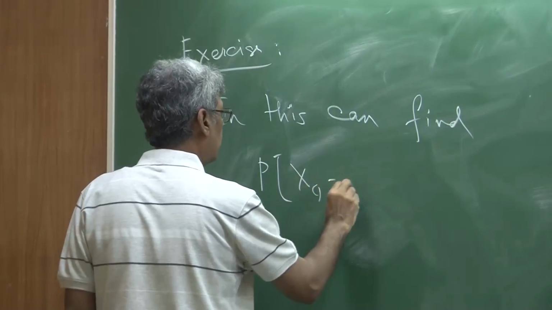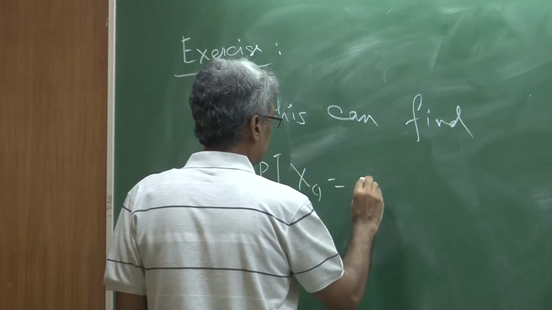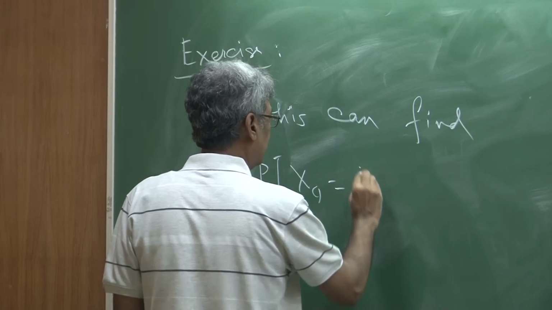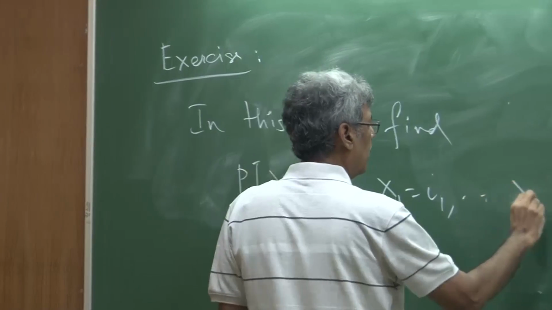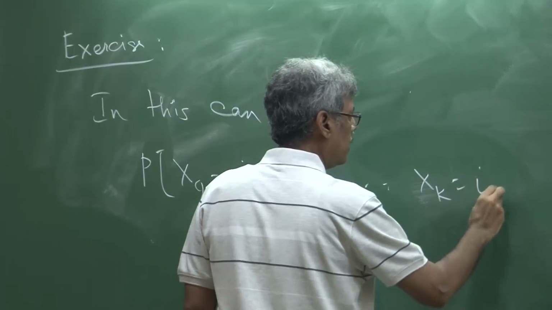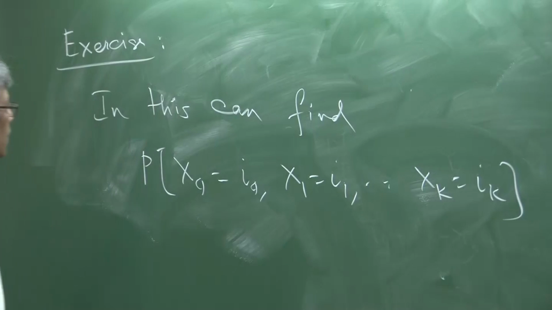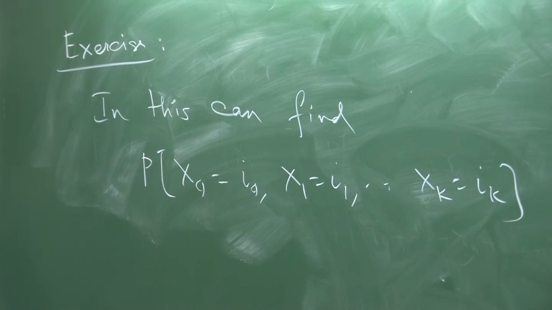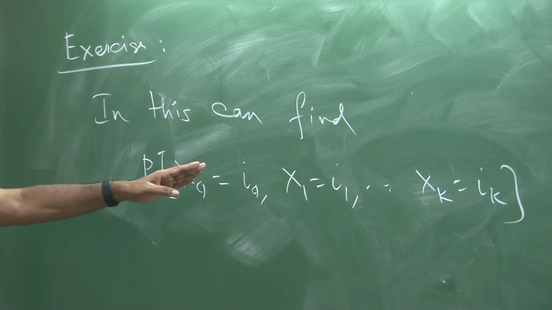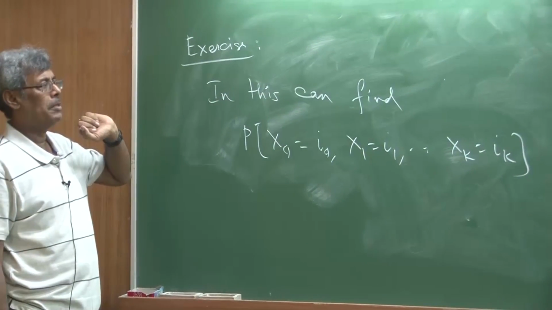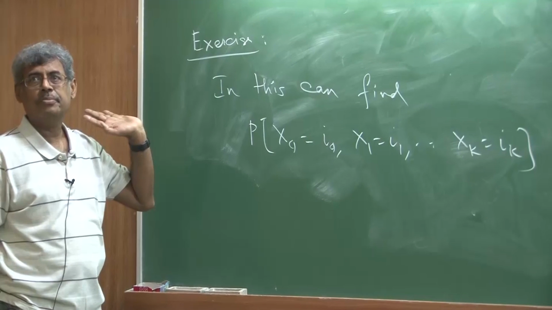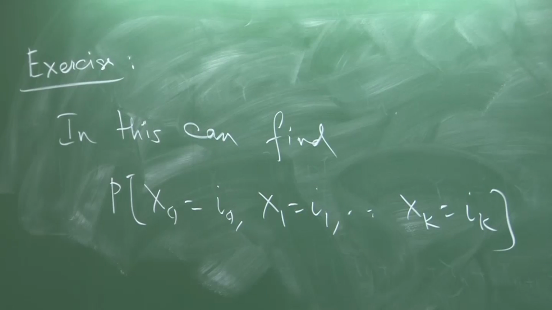X0 equal to i0, X1 equal to i1, Xk equal to ik. In this case, find probability X0 is equal to i0, X1 is equal to i1, Xk is equal to ik, because I should be able to do it, because I know the transition probability matrix and I know the initial distribution. That is what it is.